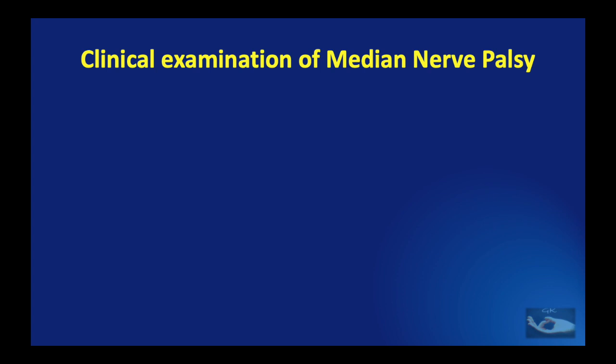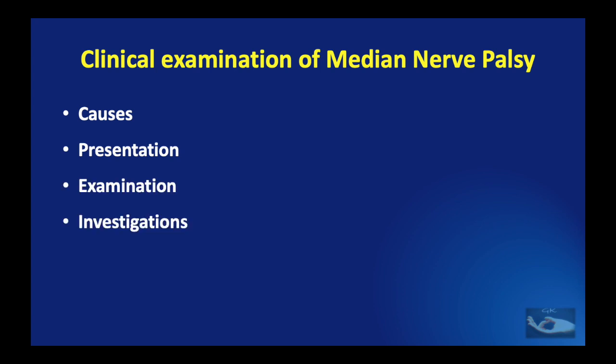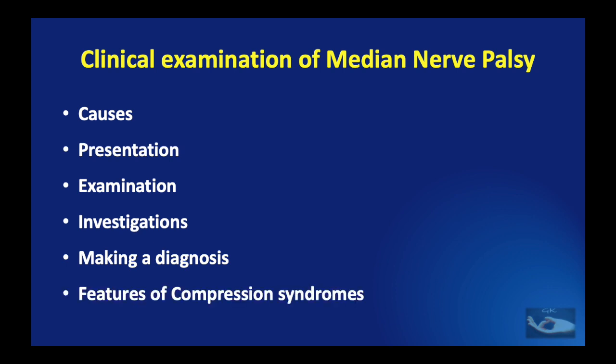We shall deal with the complete clinical examination of a patient with a median nerve palsy under the following headings: the causes or the commonest conditions that can result in a median nerve palsy, the method of presentation of the patient in the different situations, the systematic procedure of examination of such a patient, the relevant investigations that we need to order, and what we expect to learn about the function of the median nerve in the different investigations, and how to arrive at a diagnosis about the level and nature of the injury to the median nerve. And there is a separate section to highlight the features of compression syndromes and the clinical features of these conditions.